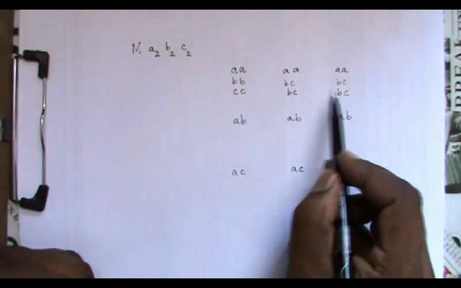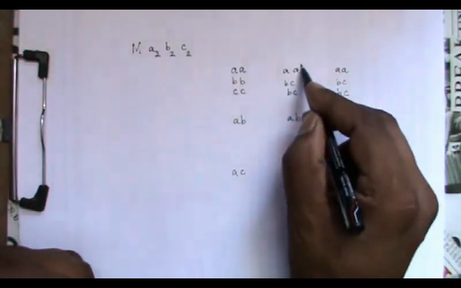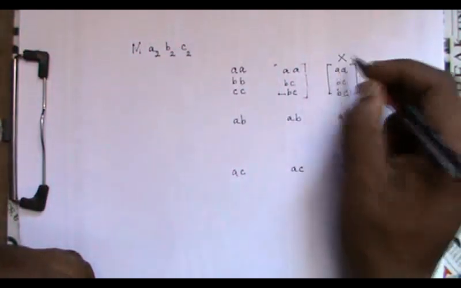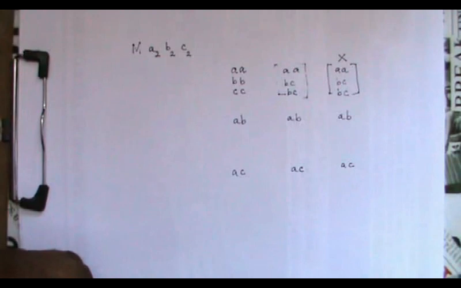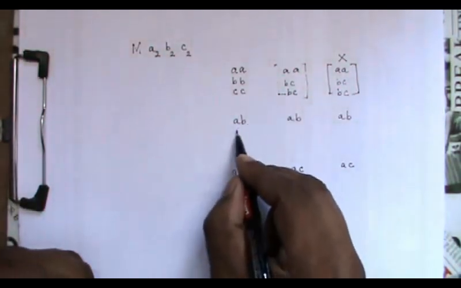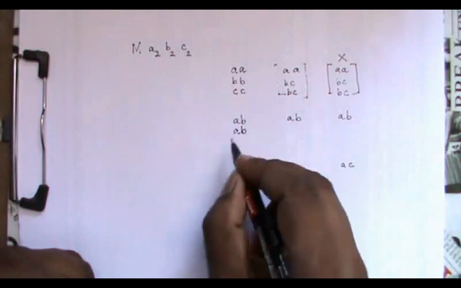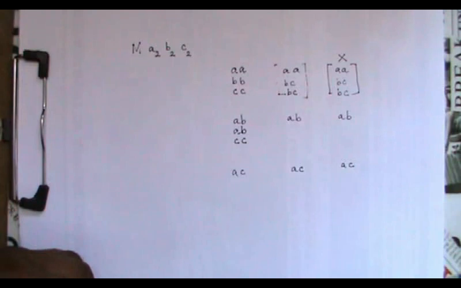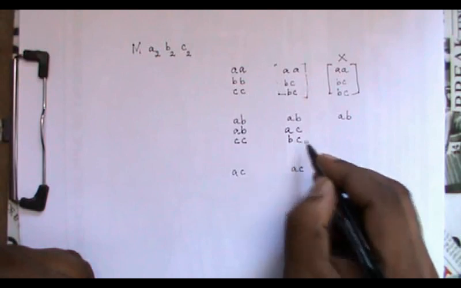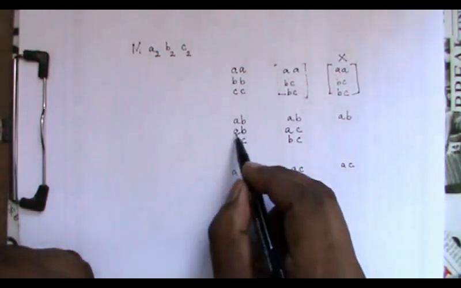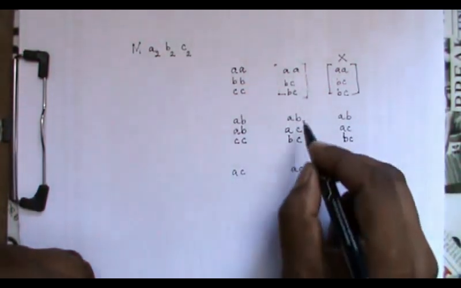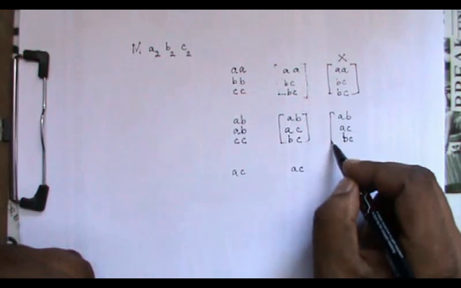Now you can compare these two. These two are same. So you can neglect one. Let's go for the next one. AB, AB and CC. The remaining 4 ligands I have arranged like this. AC and BC will be the other possibility. Again, AC and BC will be the other possibility. If you compare these two, they are same.